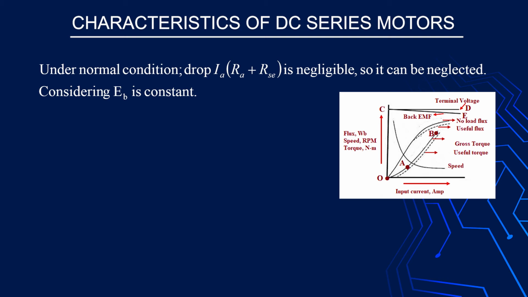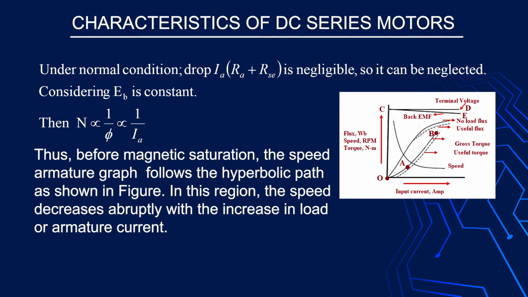So what will be the formula for the speed of a DC series motor? Here you can say that the speed of a DC series motor is inversely proportional to the flux developed in the DC series motor. And as you know, flux is directly proportional to the field current, and here the field current is nothing but the armature current. So you can write the expression N is inversely proportional to 1 upon phi, which is directly proportional to 1 upon Ia.